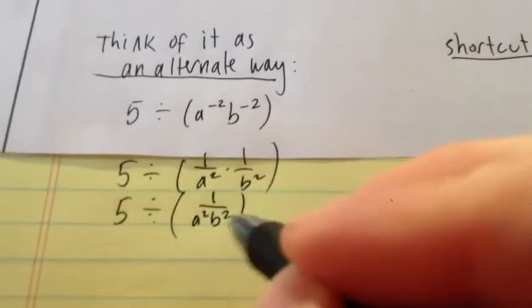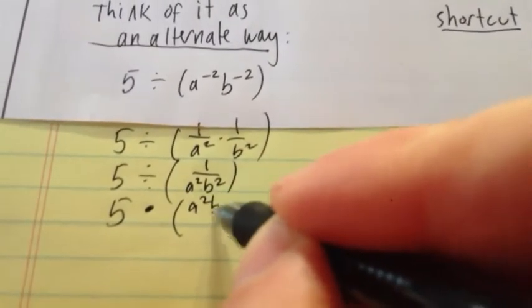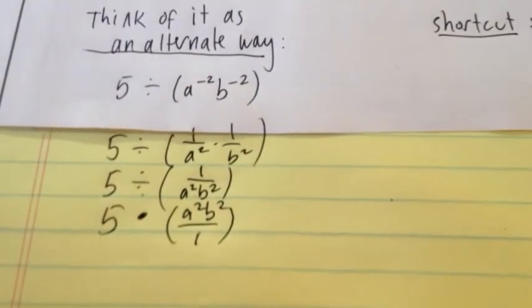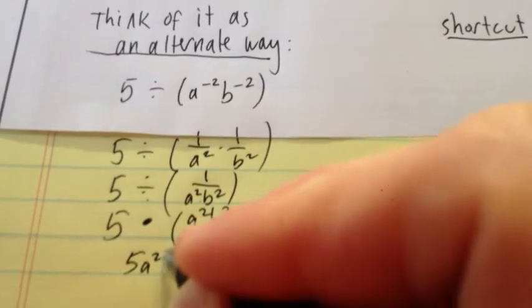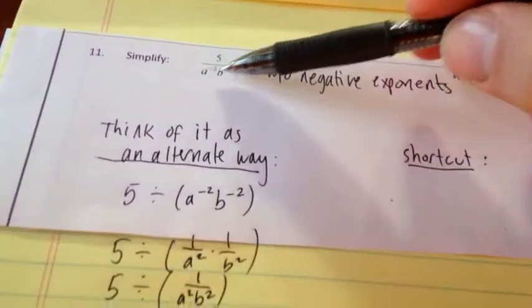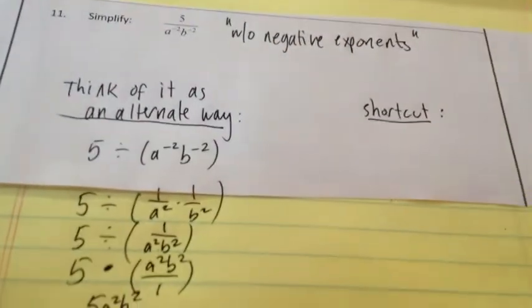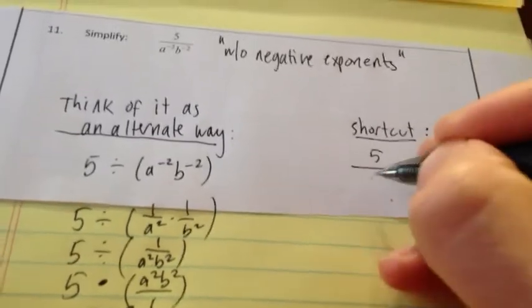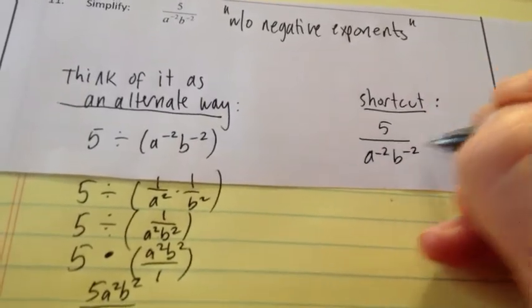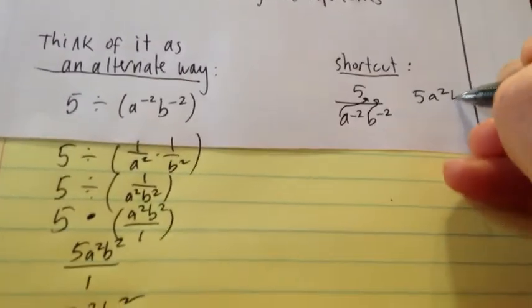Now if you remember, when you're dividing fractions, you have to change this to multiplication and then do the reciprocal of that fraction. 5 times a squared b squared over 1 is 5a squared b squared over 1, or just 5a squared b squared. Remember, the shortcut is that when you have negative exponents, if it's a to the negative 2 in the denominator, then that means it's a squared in the numerator. So if you have 5, this is now going to the top as positive, and this is also going to the top as positive. So that would be your answer, just like I got over here.